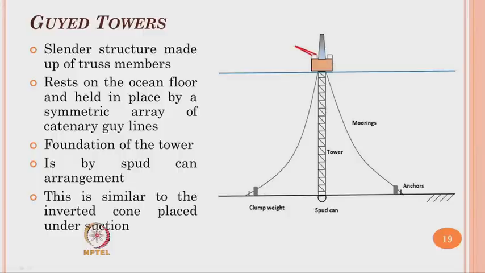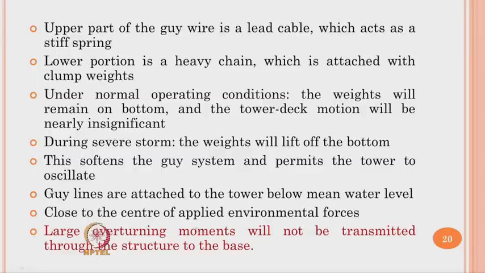The foundation of the tower is supported by a spud can. This is similar to an inverted cone placed under suction. The upper part of the guy wire is a lead cable which acts as a stiff spring. The lower part is a heavy chain which is attached to the clump weights. Under normal operating conditions, the weights will remain on the bottom and the tower deck motion will be nearly insignificant. During a severe storm condition, the weights will lift off from the bottom. This will soften the guy system and permit the tower to oscillate.